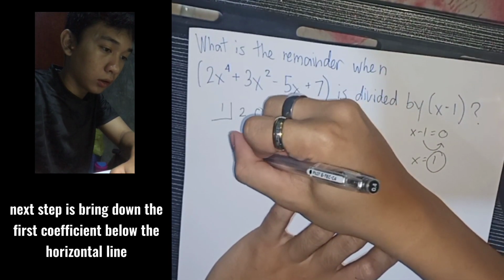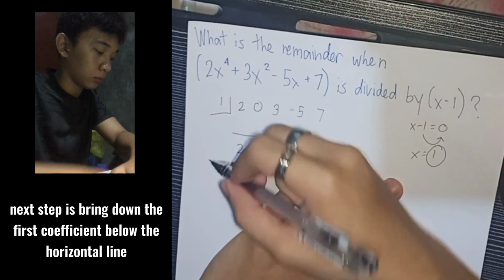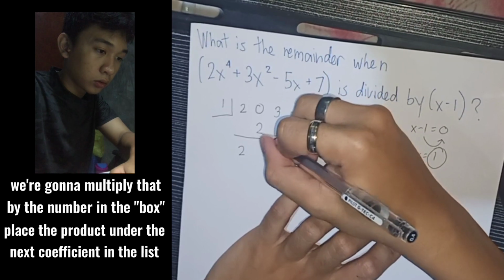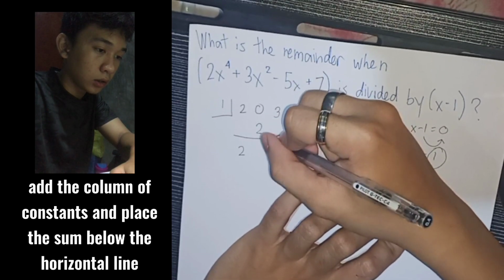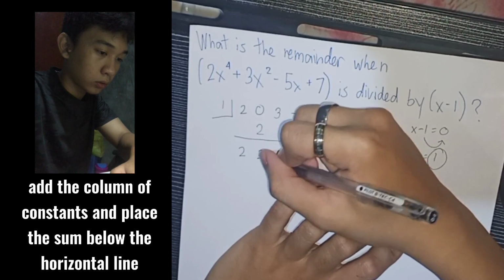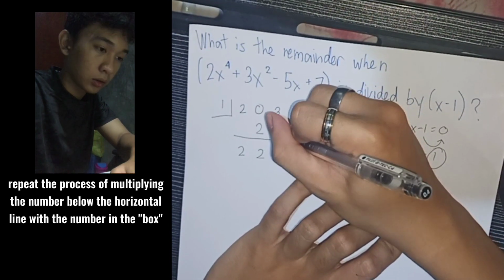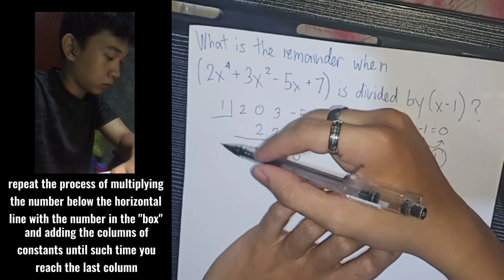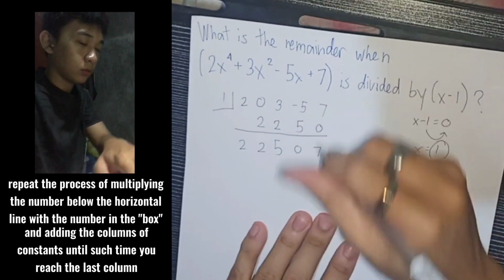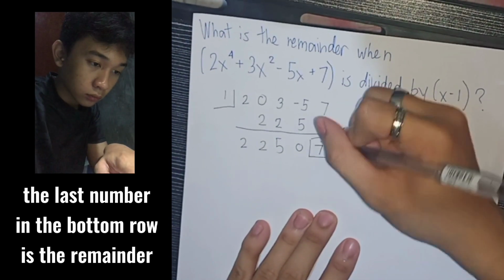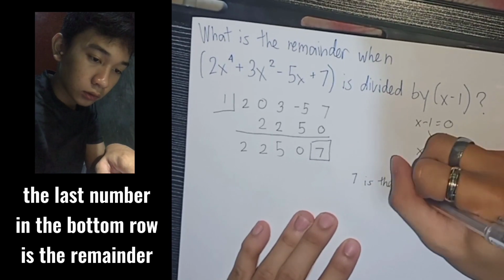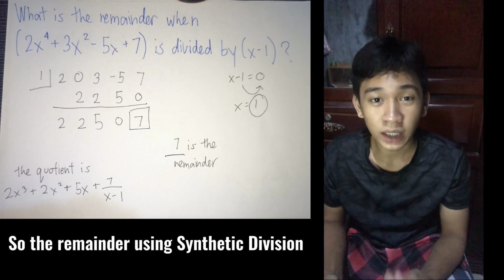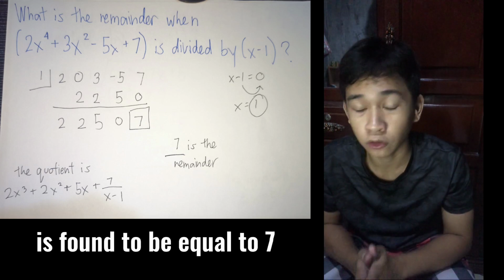Next step is to bring down the first coefficient below the horizontal line. We're gonna multiply that by the number in the box. Place the product under the next coefficient in the list, and then add the column of constants and place the sum below the horizontal line. Repeat the process of multiplying the number below the horizontal line with the number in the box and adding the column of constants until you reach the last column. The last number in the bottom row is the remainder. So the remainder using synthetic division is found to be equal to 7.